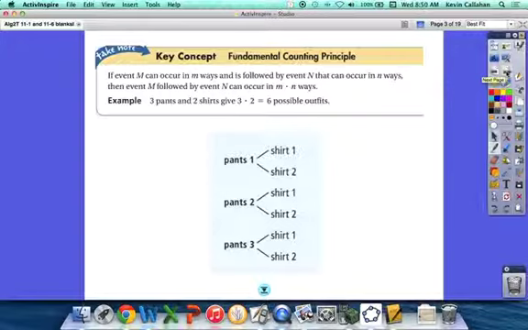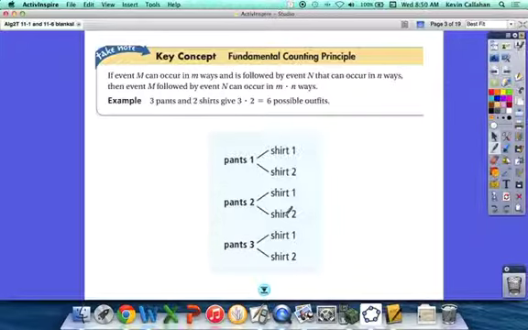So the first thing that we talk about here is called the fundamental counting principle, which is something you probably already understand intuitively, right? If you have 3 pants and 2 shirts, how many different combinations of pants and shirts do you have? For each pair of pants, you could have 2 different combinations. You could have the first shirt or you could have the second shirt. How many different combinations is that? It's going to be 6, right?